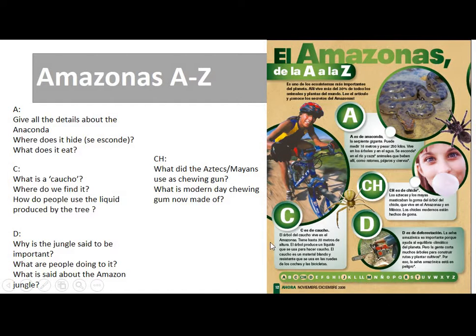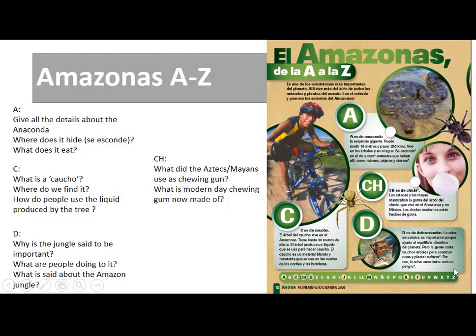So here it is. For part A, talking about the anaconda. A es de anaconda. A is for anaconda. Give all the details, tell me where it hides, and what does it eat. So for hides, you're looking for the phrase se esconde. For C, caucho. What is it? Where do we find it? How do people use the liquid produced by the tree?